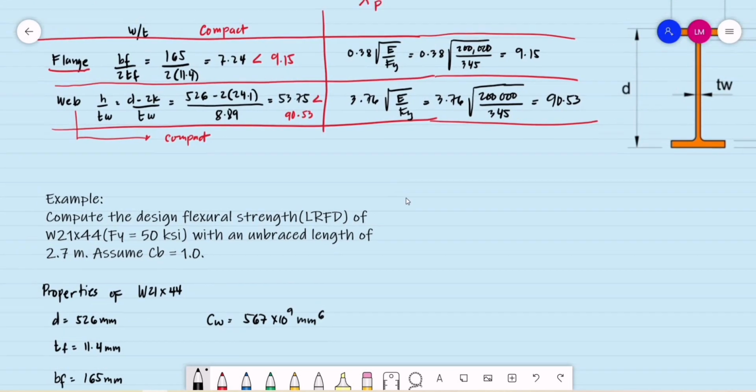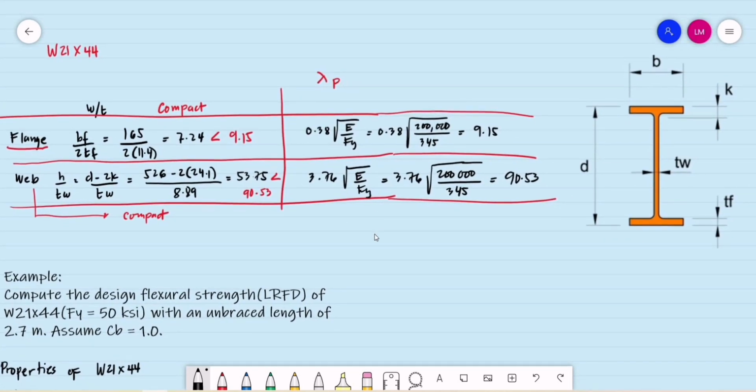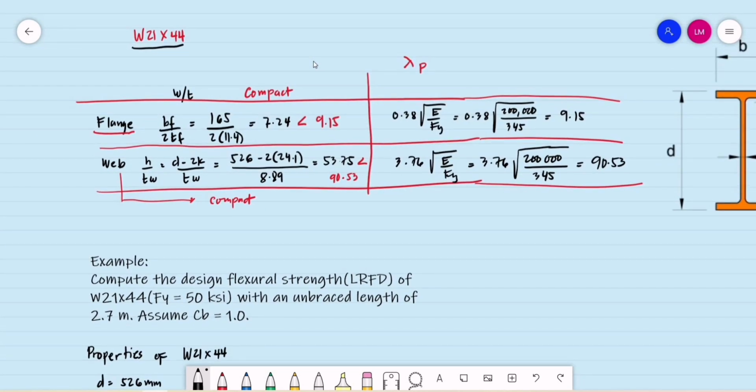From our previous discussion, from our first example in the previous video, we are able to check the compactness of W21 by 44, and we are able to prove that its flange is compact and its web is also compact. So therefore, we can still use Section 506.2 of our NSCP 2015.